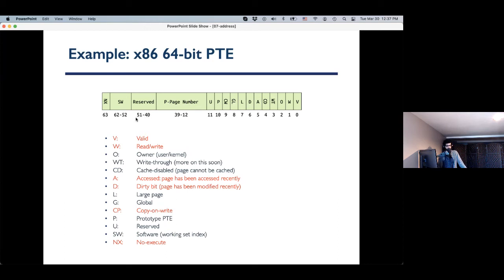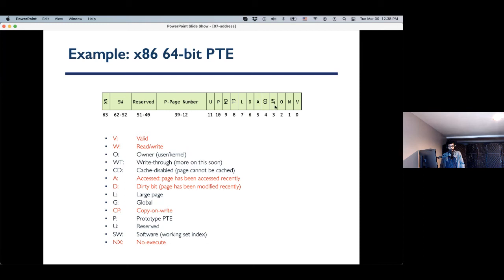Now, bits 40 to 51 are reserved. Sorry, I haven't mentioned this. They exist in the page table entry, but they're not used. Let's look at the first ones. The first one is the valid bit, whether or not this translation is valid. The second one is read-write access. Do I have read access, or do I have read and write access? The third one is the ownership. Is the owner the user, or is the owner the kernel?